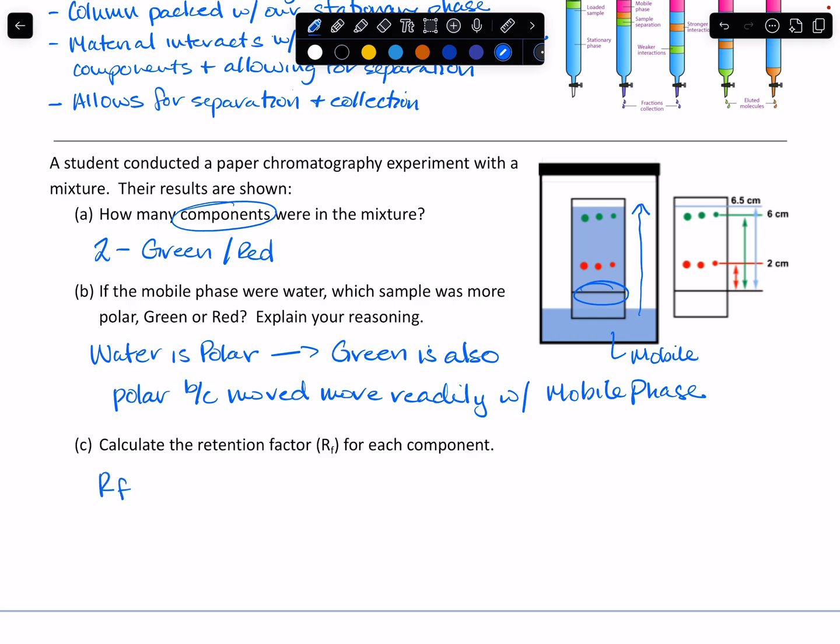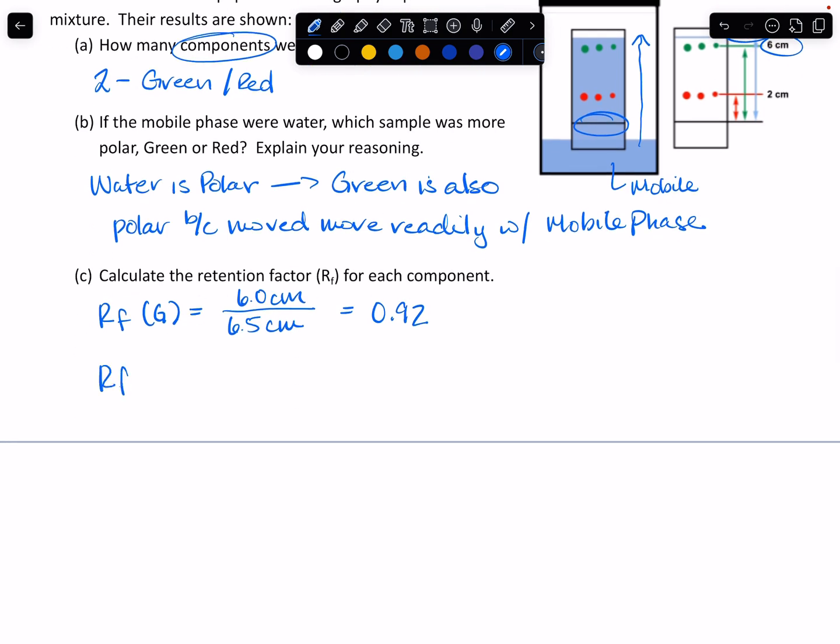So the retention factor, let's start with the green. If we look at our measurements, it looks like the mobile phase moves 6.5 centimeters. So that's going to go on the bottom. And our green component moves 6 centimeters. So we're going to get a retention factor there of 0.92. We then repeat this for our red sample. Again, the mobile phase moves 6.5 centimeters, but it looks like our red component only moved 2 centimeters. So that gives us a retention factor of 0.31.